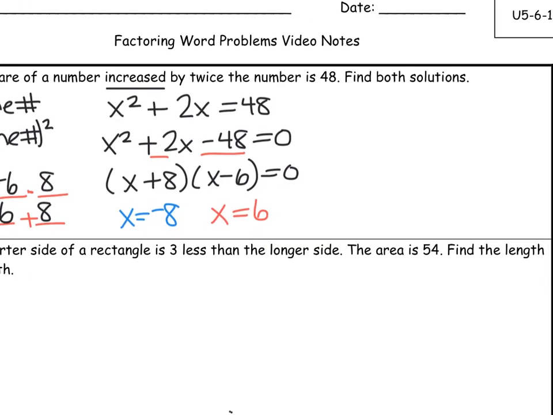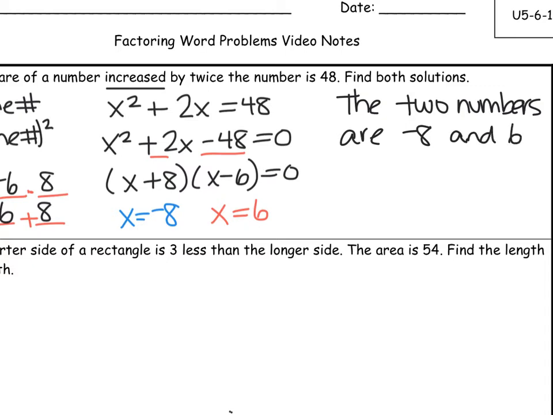So the two possible numbers are, and we can use either of those and we can check them. The two numbers are negative 8 and 6, because the square of those numbers increased by twice the number is going to be 48, regardless of which one that we use.